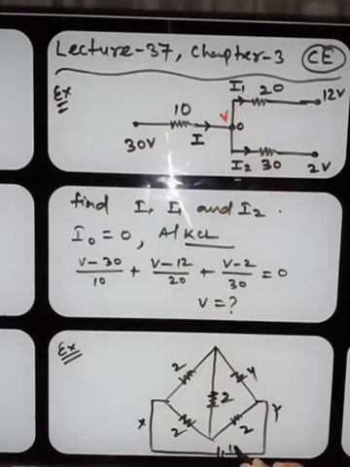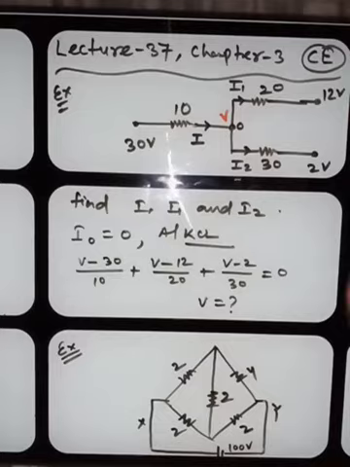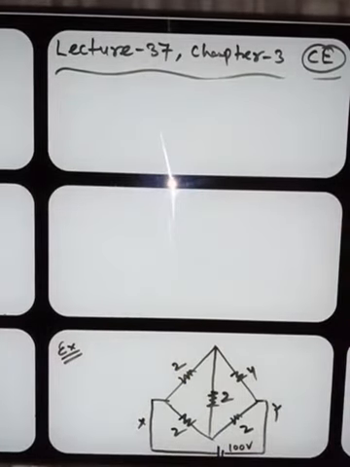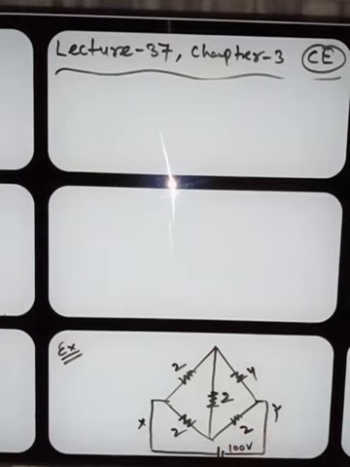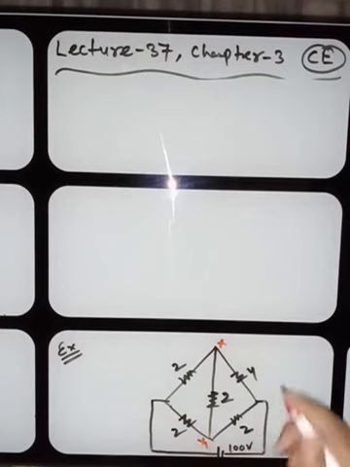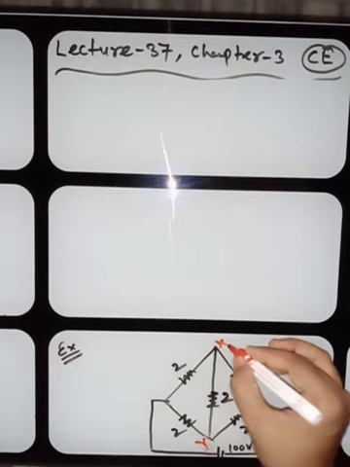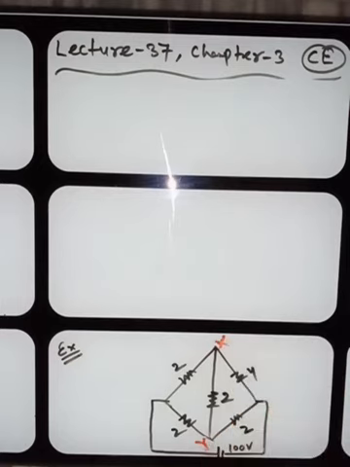Suppose here 100 volt is connected to find the equivalent resistance. If 100 volt is connected, then you have to find the current across each arm or each resistor. Now, suppose the potential at this point is X and at this point is Y. Leave this terminal. The potential at this point is Y, and at this point is X.